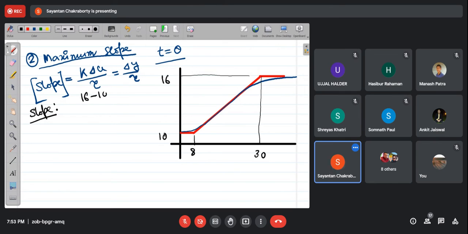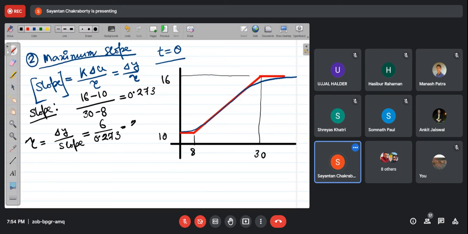Slope will be 16 minus 10 by 30 minus 8, that's the time. So it will be 0.273. Then time constant tau will be delta y by slope. What is delta y? 6 by 0.273, that is equal to 22. So simply from this you can calculate the value of tau.